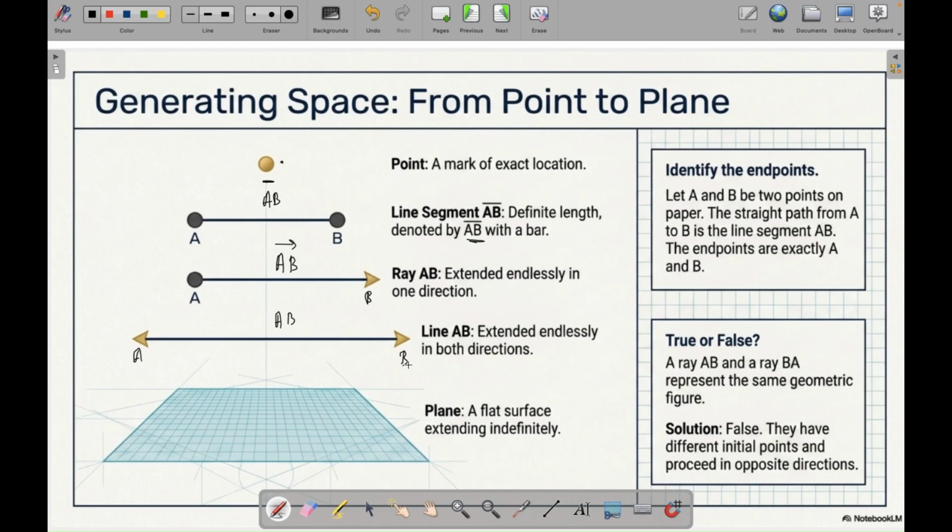Okay. Now I have a question. I have two rays. One is AB, the other ray is BA. Are they the same? Is ray AB the same as ray BA?